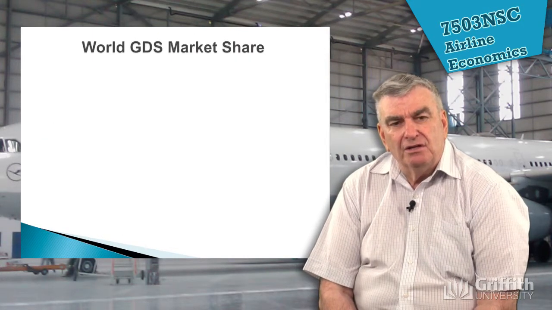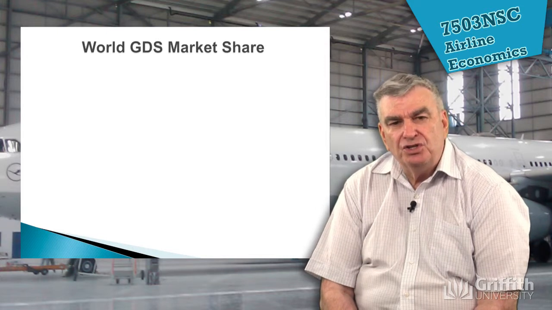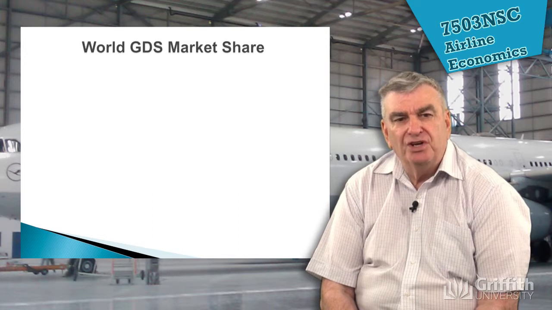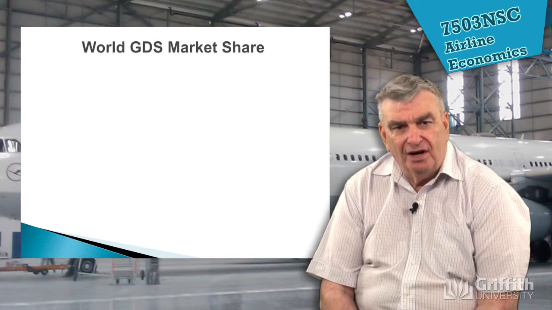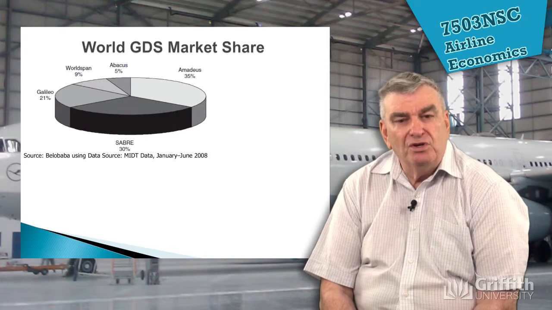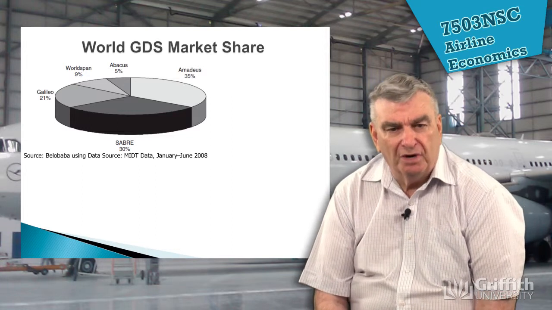If we look at the global distribution systems, that is, the systems that are used by airlines to take in the bookings of passengers and to allocate seats on their aircraft, and look at the market share around the world, we see that there are a number of systems. There are other systems, but we'll just be studying the main ones.